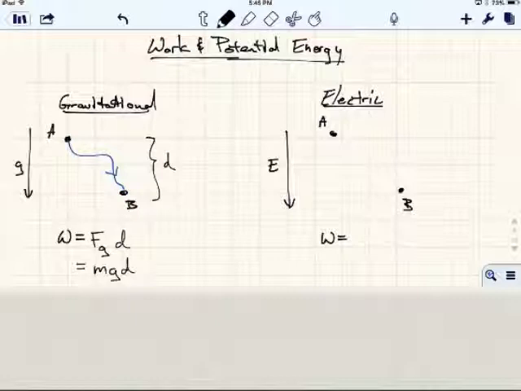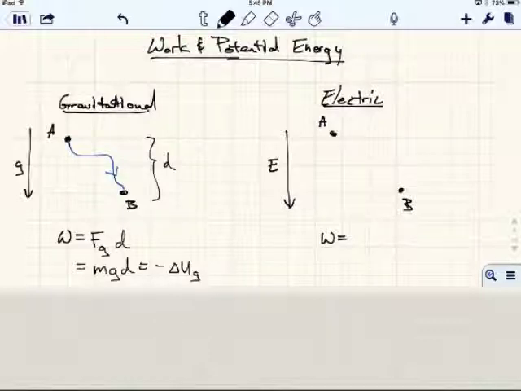As we move the object from point A to point B, it's going to reduce in potential energy. At point B, there's less potential energy than at point A. So this amount of work can be seen as a negative change in the potential energy.